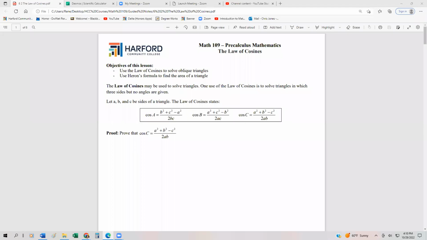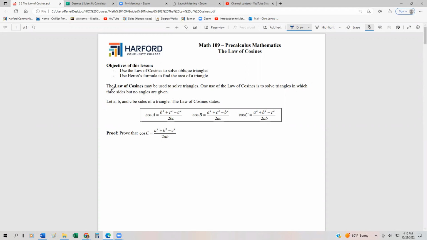In the previous section, we took a look at the law of sines. So in this section, we're going to take a look at the law of cosines. The objectives of this lesson are to use the law of cosines to solve triangles, and then also to use Heron's formula to find the area of a triangle. So let's first define what the law of cosines is used for.